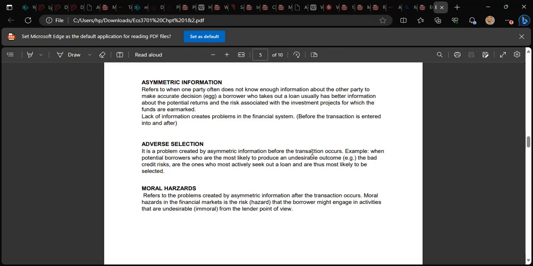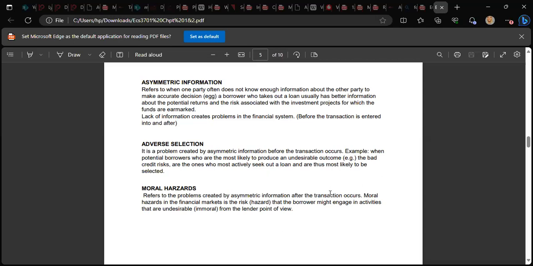An example there is when a potential borrower who is more likely to produce undesirable outcomes, in other words, is a bad credit risk, is the one who is actively seeking out loans, right? So before the transaction ever occurs, if someone is coming to you and they need you to lend them some money, it's likely that they are probably a wasteful person, right?